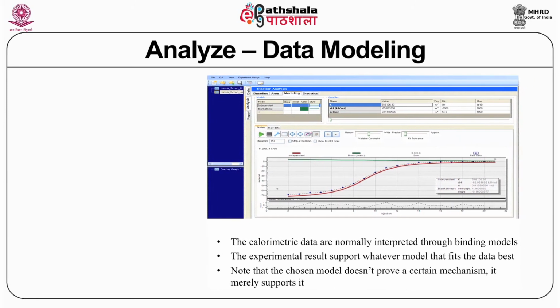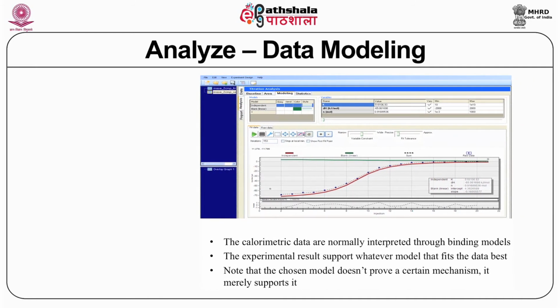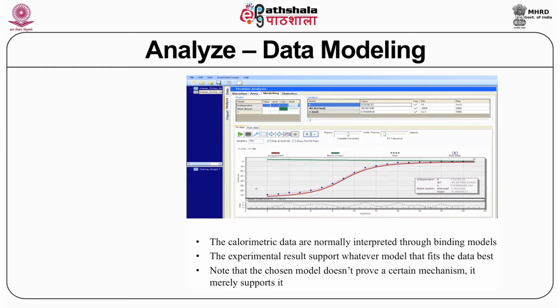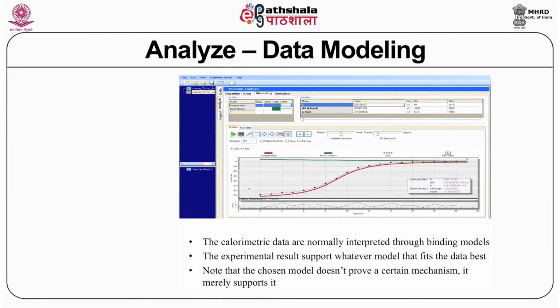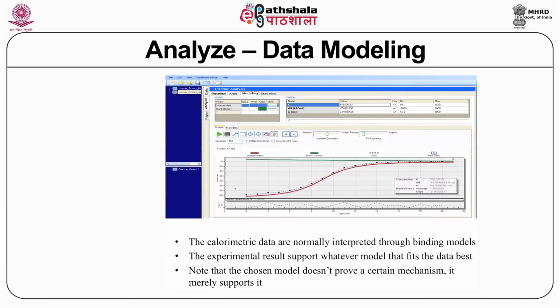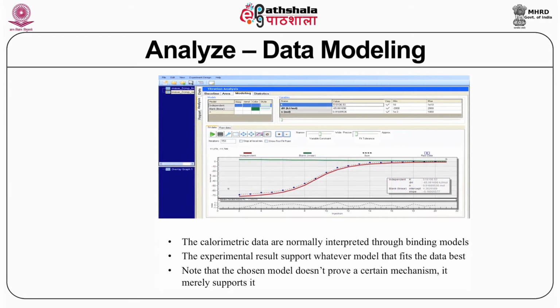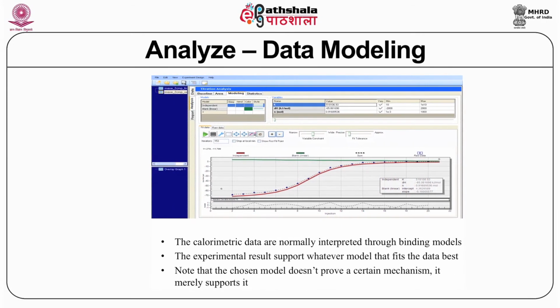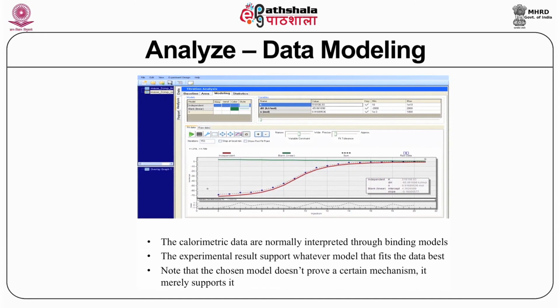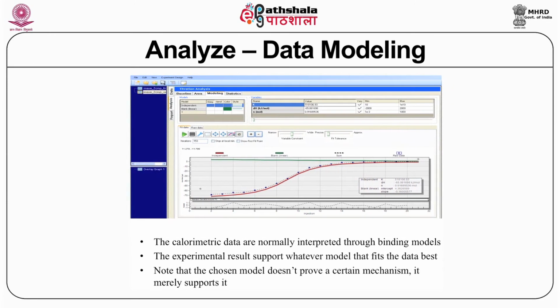The calorimetric data are normally interpreted through binding models. The experimental result supports whatever model fits the data best. So, you have to specify what model the data is being fitted with, and try fitting the data with these models: one binding model, two, or competitive and so on and so forth. And then it gives you one best fit.